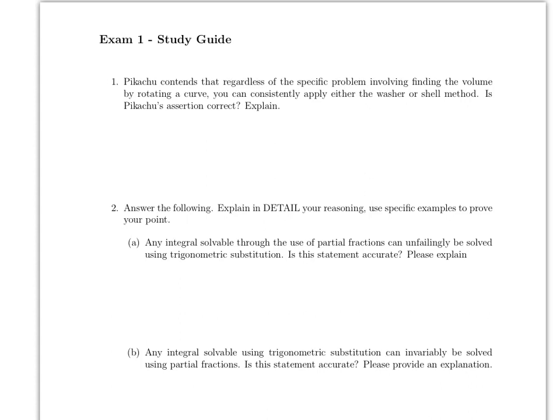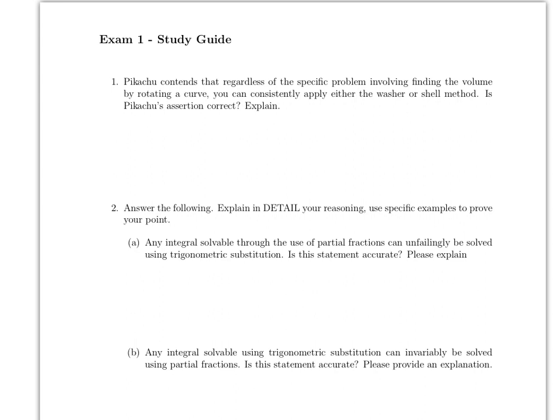Hello everyone, in this video I will go over the solutions to the study guide for exam 1. So question number 1 says the following: Pikachu contends that regardless of the specific problem involving finding the volume of a solid by rotating, you can consistently apply the washer or shell method, which means you can use either one. Is he correct? The answer is not quite.